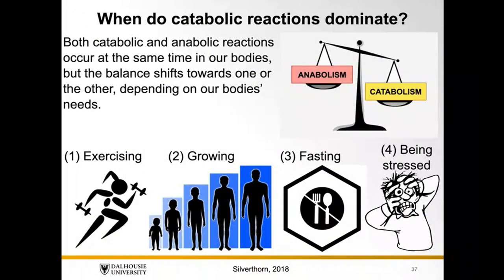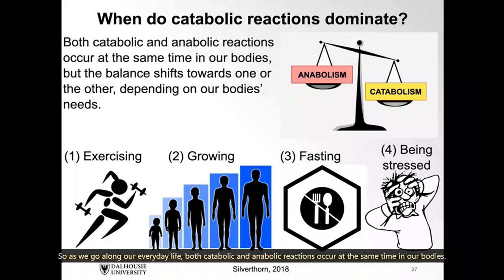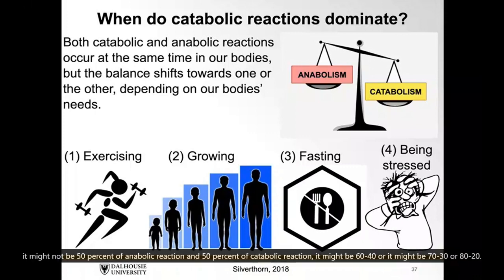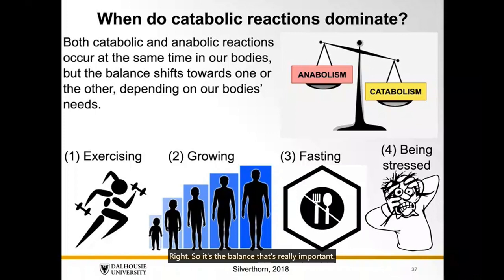Now let's put this back in context of our everyday life. So as we go along our everyday life, both catabolic and anabolic reactions occur at the same time in our bodies. But what's important is the balance. At any one time, it might not be 50% of anabolic reaction and 50% of catabolic reaction. It might be 60-40, or it might be 70-30 or 80-20, right? So it's the balance that's really important. And the balance is determined by what our body needs at any one time. So my question to you is, when do catabolic reactions dominate?